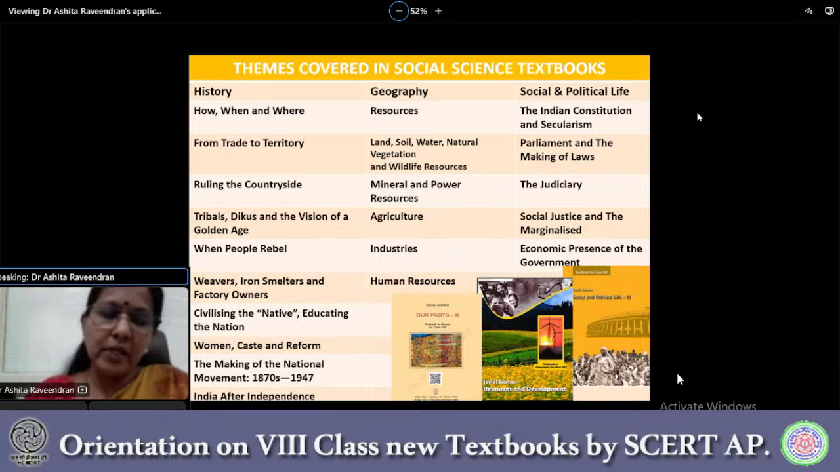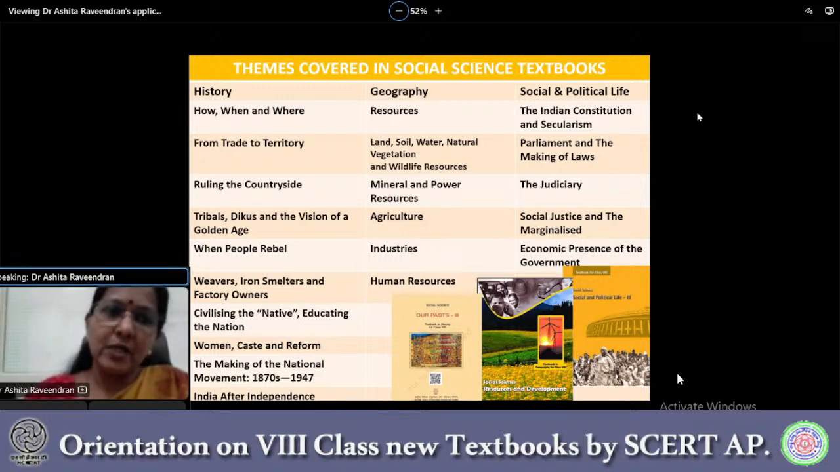So all the political movements that happened in the ancient period, the economic issues, the social and the cultural development that happened during the ancient, medieval, and modern period are being covered in three different classes. And so in class 8, we are dealing with the modern period.